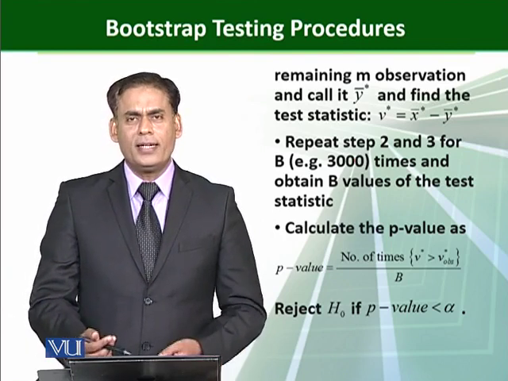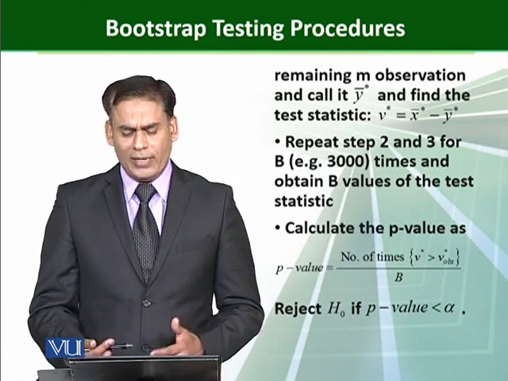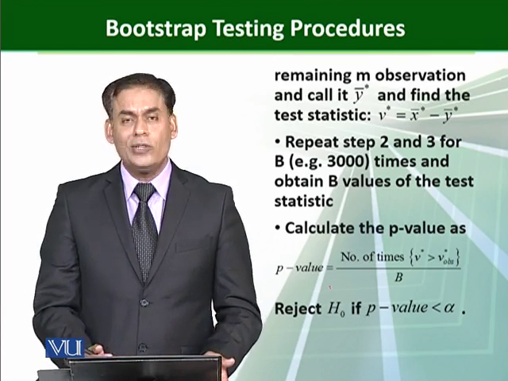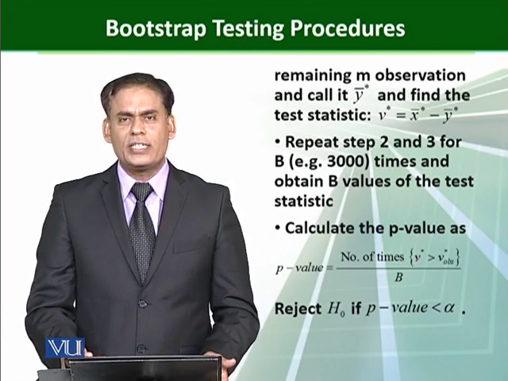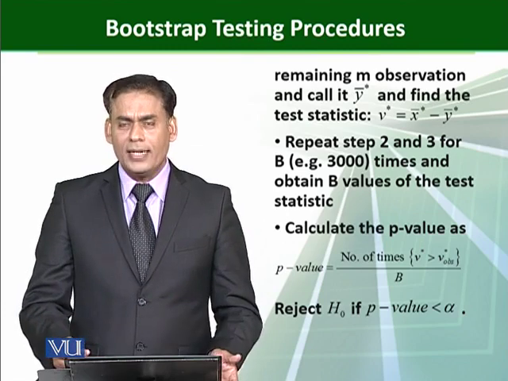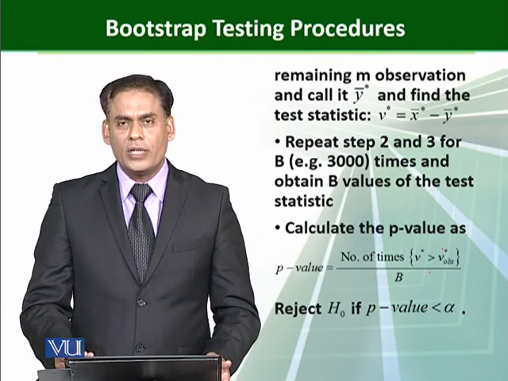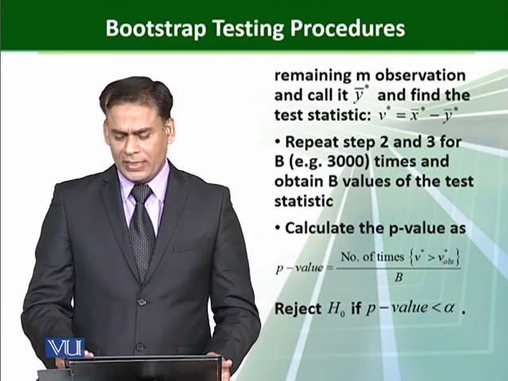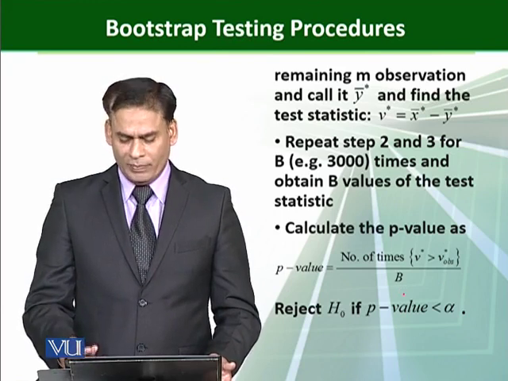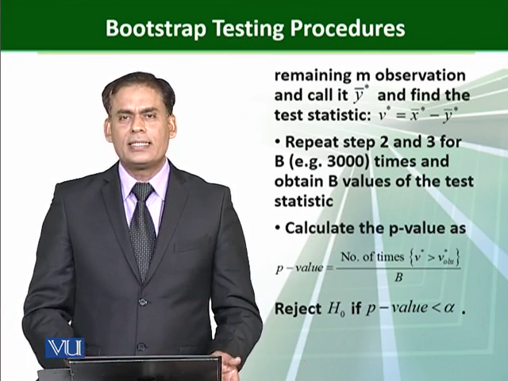After that we calculate the p value, because we are going to draw inferences on the basis of the p value. How do we calculate the p value in this case? The p value is equal to the number of times v star, the bootstrap difference, is greater than the difference of the original observed data, v observed, divided by the number of bootstraps, denoted by B. Reject H naught if the p value is less than alpha.